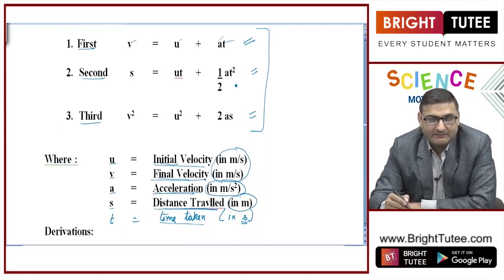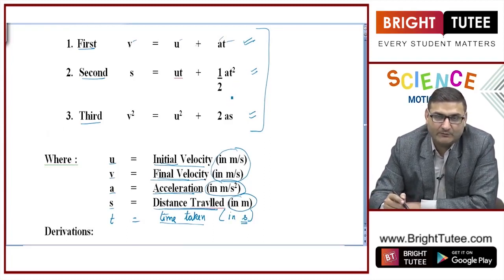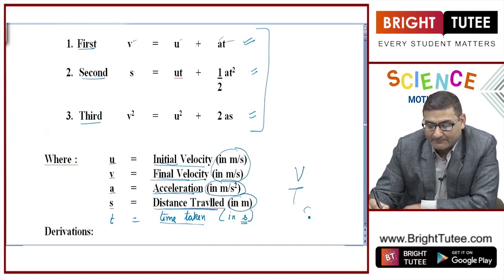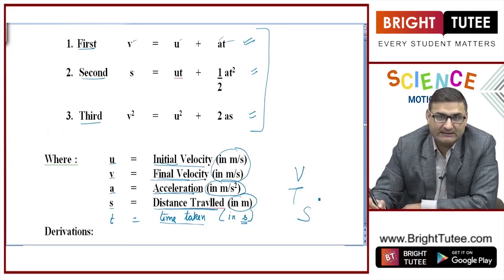All the alphabets that we have used in these three equations of motion are small alphabets. While writing, some students tend to make the mistake of writing capital V, capital T or capital S. They are not used like this. They are always in small alphabets.